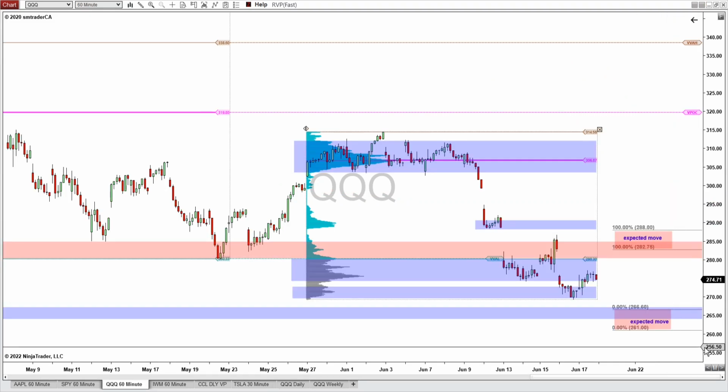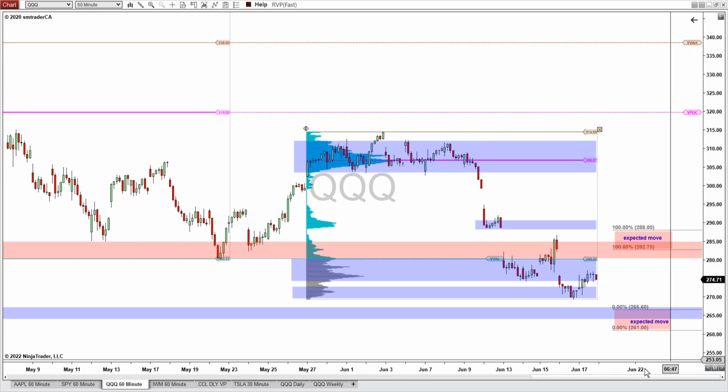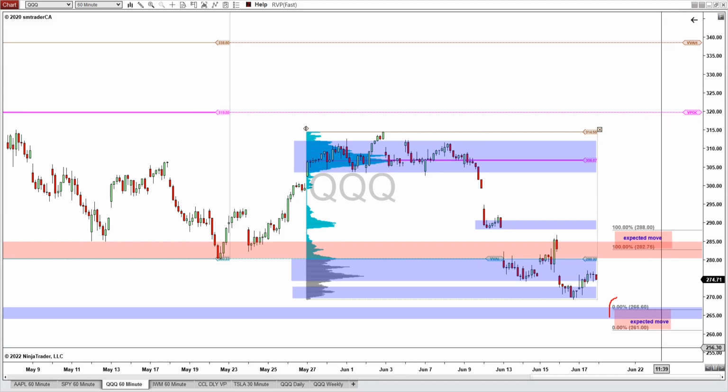And on this 60-minute chart, I will give you a couple of scenarios of a potential quick swing long trade that I'd be looking at, and also a short scenario. Now, once again, I have calculated the lower range of the expected move for the week, and that would be between 261 and 266.60. Then on the other side, the upper range is somewhere around 282.75 and 288. Okay, and also here is the support zone and the resistance zone that I have identified on the daily chart.